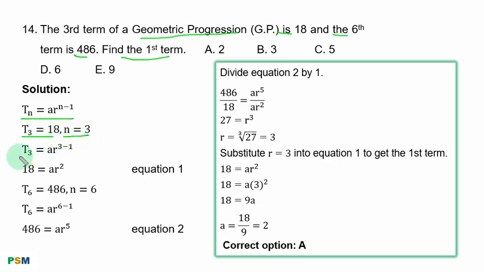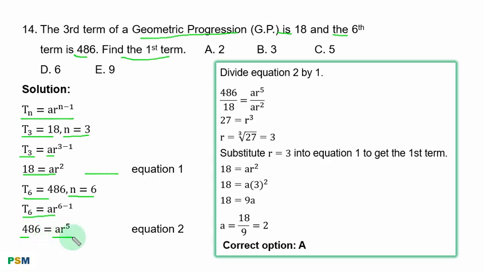So you have t sub 3 equal to first term times common ratio to the power of 3 minus 1. The third term is 18 equal to a r squared. You call that equation 1. The sixth term is 486. At this point, n is equal to 6. So t sub 6 is equal to a r to the power of 6 minus 1. You have 486 equal to a r to the power 5.